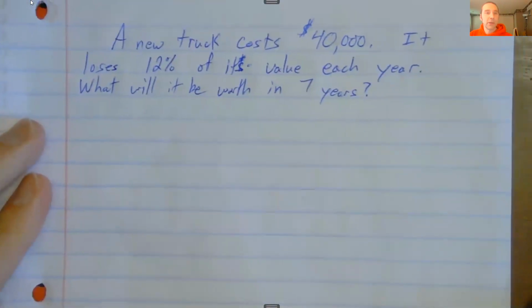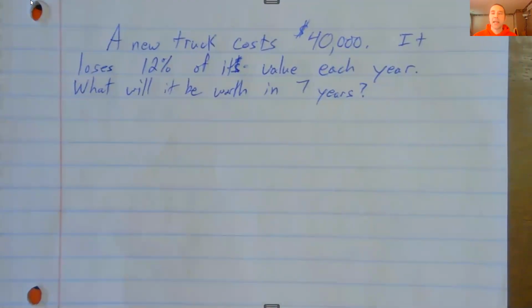All right, so let's look at a different example here. In this case, we're going to deal with a depreciation. So that's something that is losing value. In this case, I'm telling you that we have a new truck. The new truck costs $40,000. However, it loses 12% of its value each year. So what will it be worth in 7 years?